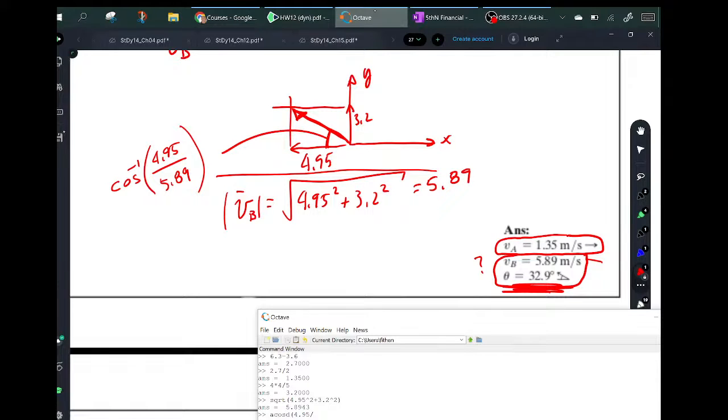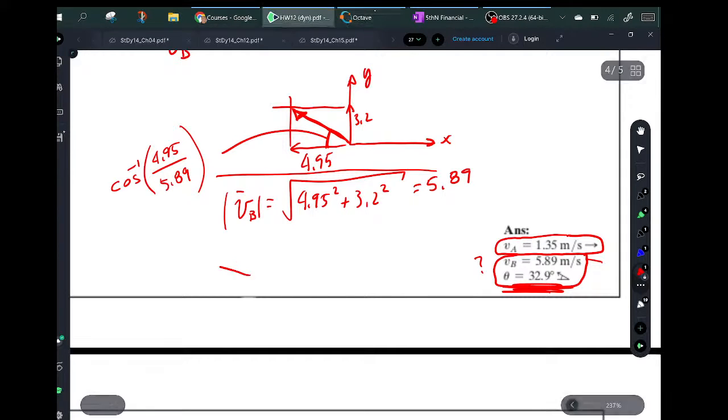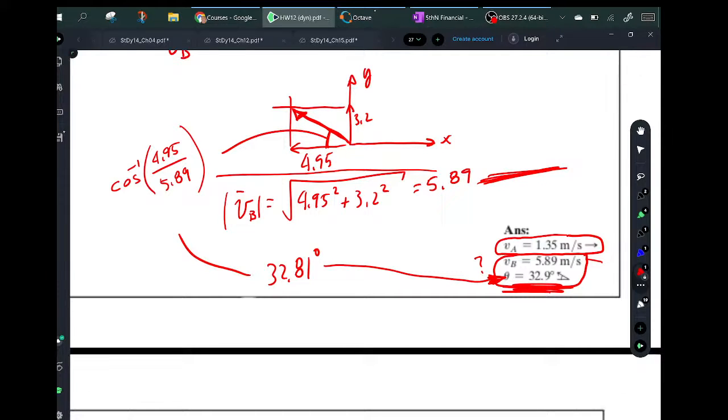4.95 divided by 5.89. 32.81 degrees. So 32.81 degrees. I like my answer a little bit better than his, but probably if I add more digits, I would have got it.